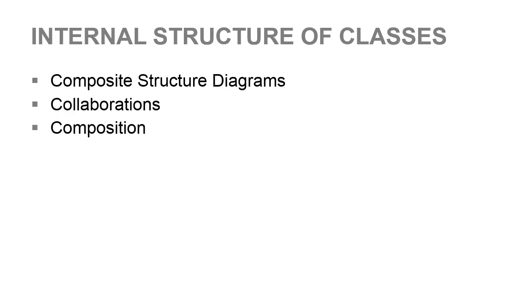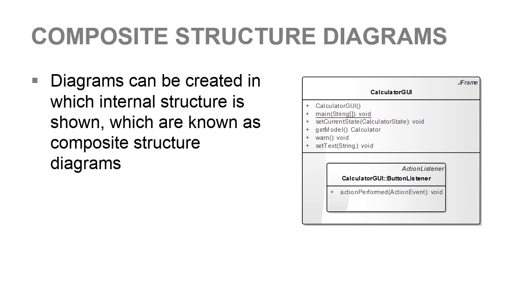This movie is about how you can show internal structure of classes in class diagrams. We'll look very briefly at the idea of composite structure diagrams, how they're used for collaborations, and how they can show composition instead of using composition relationships. Within UML, diagrams that show internal structure of classifiers are called composite structure diagrams.